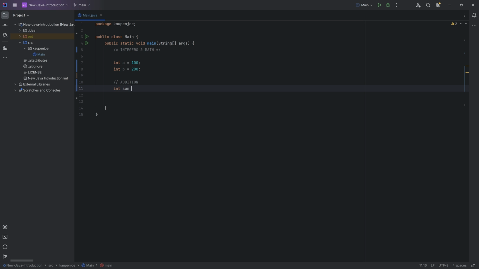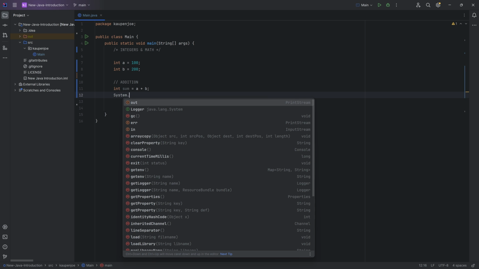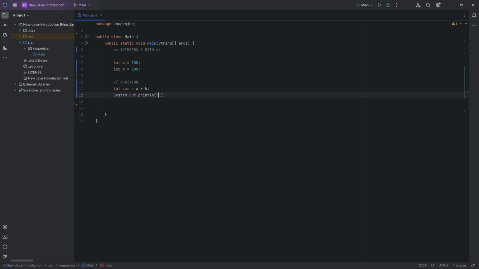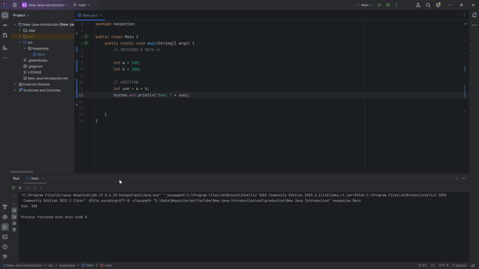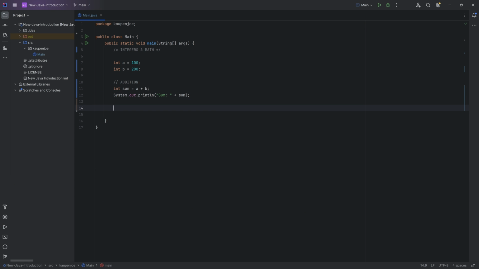How do we add stuff? Well, we have a sum, and the sum is A plus B. So that is all that we have. And this is the addition operator, right? It's basically just a fancy way of saying, take A and plus B and then write that into the sum variable. We can then say System.out.println, and we can say, for example, sum over here is going to be the sum. There you go. And if we were to execute this, then we're going to see the simple thing that the sum is 300. And 100 plus 200, that does seem to equal 300. I'm pretty happy with that.